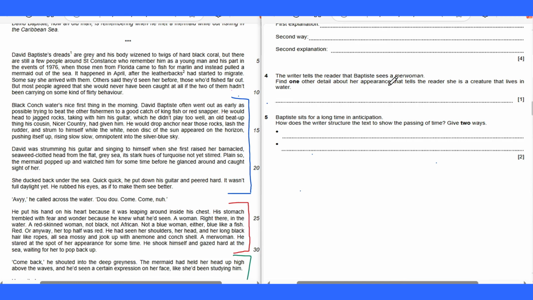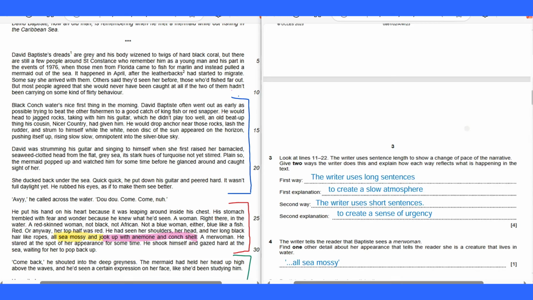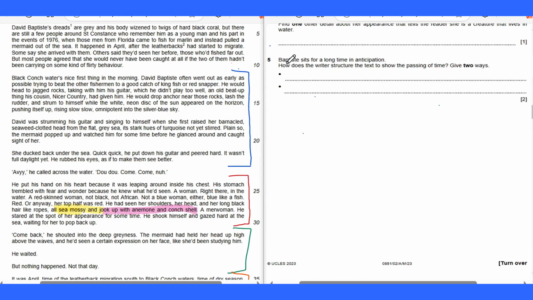Alright, so one other detail that she is a creature that lives in water. So we can see that this can be a clue. "All sea mossy," that will be the answer, or you can choose "jug up with anemone and conch shell." Alright, so I choose all sea mossy. Alright, let's move on to the next question.